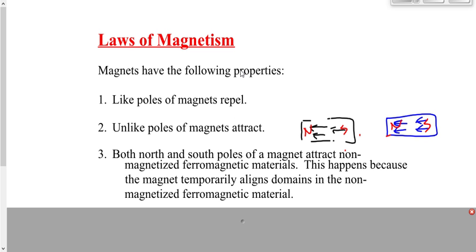I added that in, right, because magnets don't attract paper. Right? They don't attract just any non-magnetized material. It's got to be a non-magnetized ferromagnetic material because you have to be able to have these domains aligning.